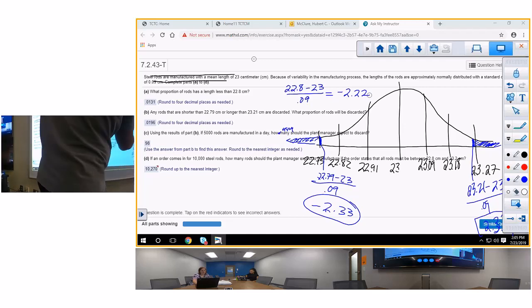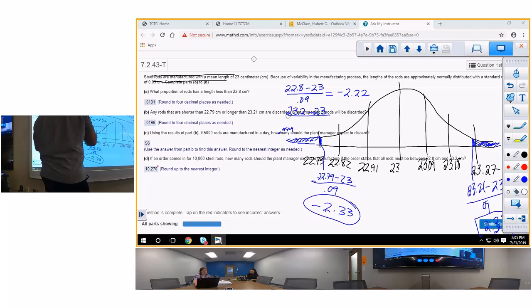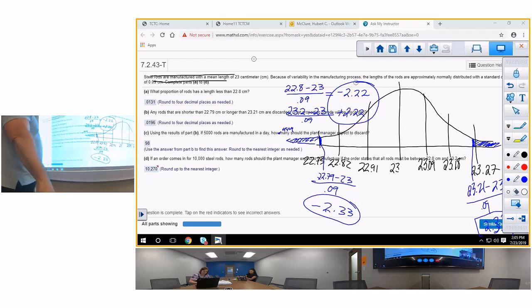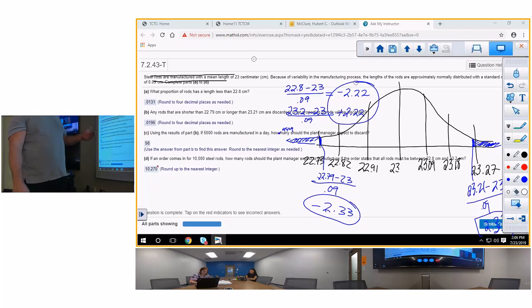All right, now let's do the other one. What does it say? 23.2 minus 23. It's the same thing, it's just positive 2.22. We're rounding it to 2 digits, and they're probably rounding it on out. So somebody take the area from negative 2.22 to positive 2.22, and then multiply that number times 10,000. And that should be it.